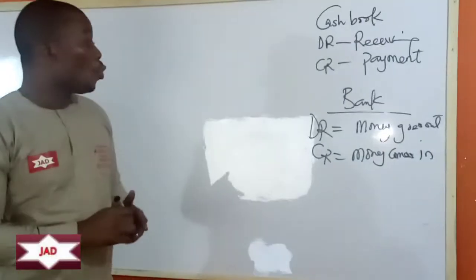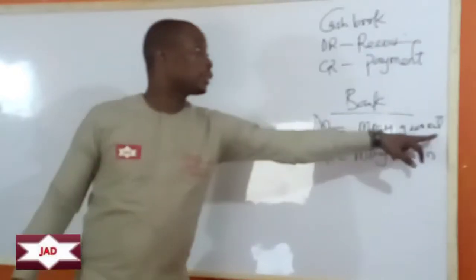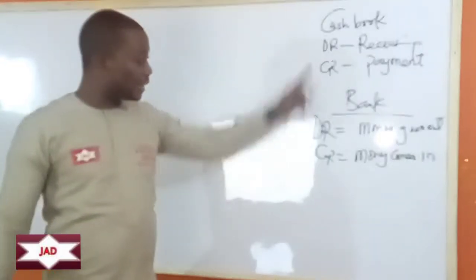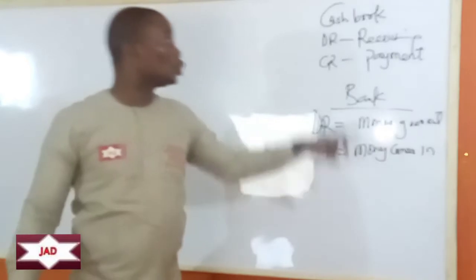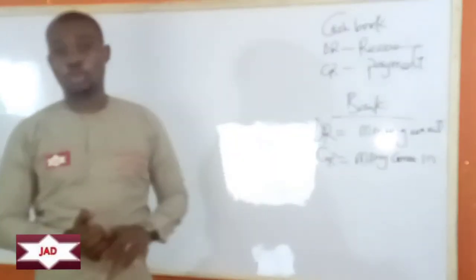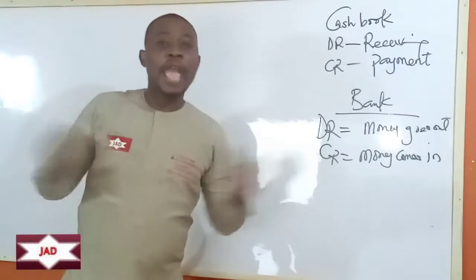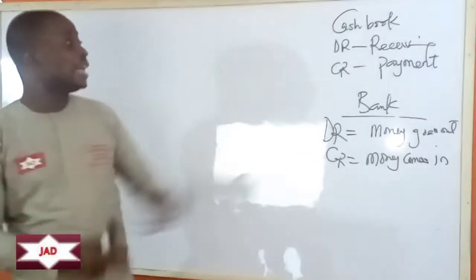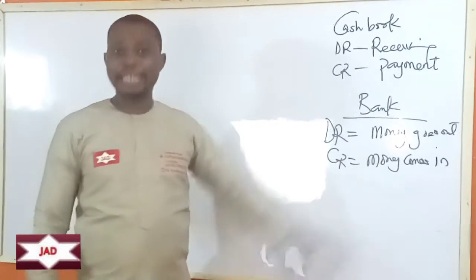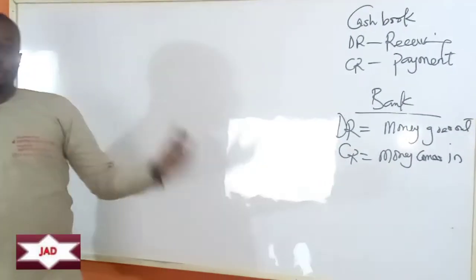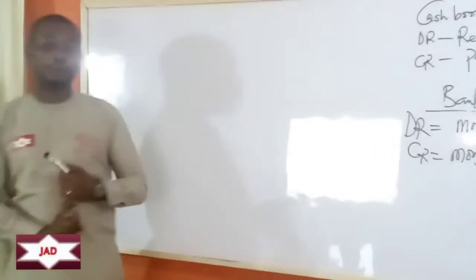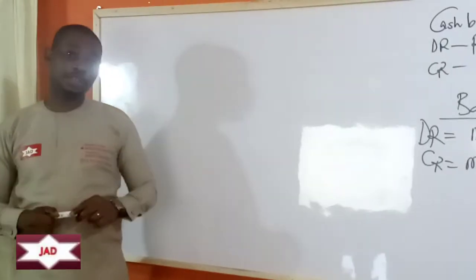So whenever the bank is debiting you for money going out of your account, you are crediting your cash book for payment. Whenever the bank is crediting you for money that comes into your account, you are debiting your cash book for money that you're receiving into your account. So basically, where you now have bank reconciliation is where the cash book balance is not agreeing with the bank statement balance. And this question gave us the reasons for the differences. So what we're expected to do is to adjust the cash book and prepare the bank reconciliation statement.